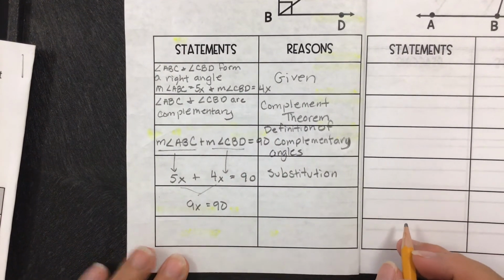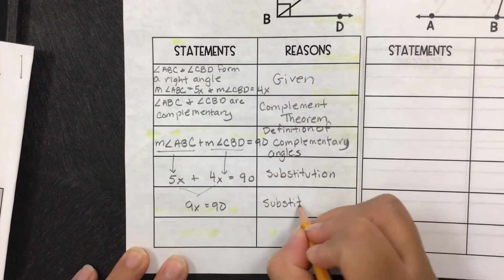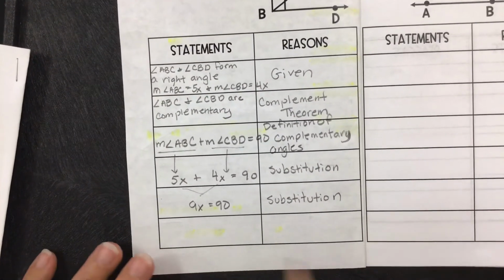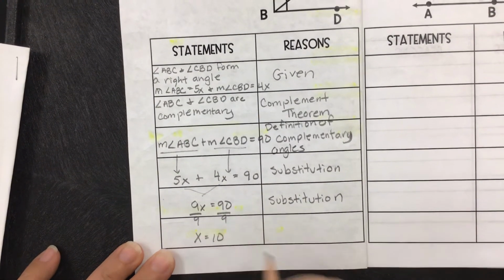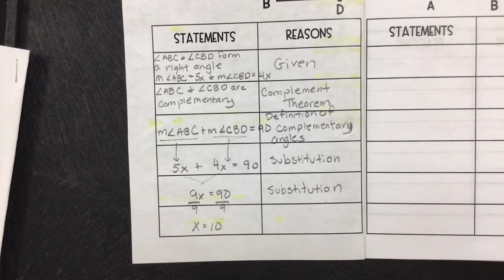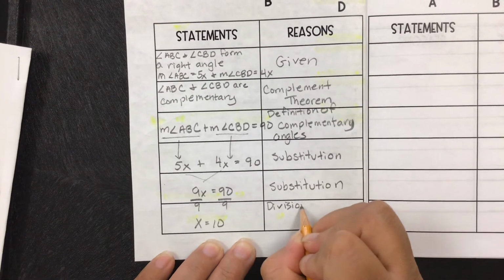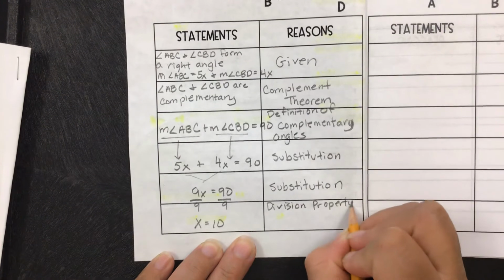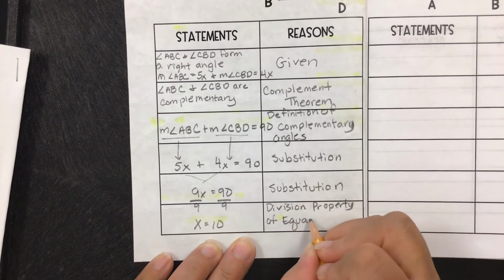The reason that we can do that is by substitution. These two things are equivalent. They mean the same thing, so that's how I can replace it. Now I'm going to divide by 9 to both sides. X is equal to 10, and that's what I wanted to prove. I'm dividing by 9 to both sides. So this is by the division property of equality. You're dividing both sides to keep it equal.